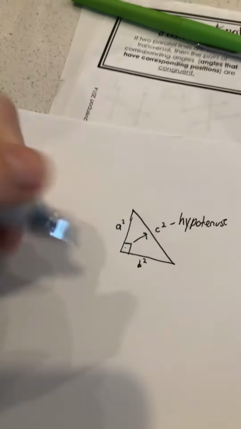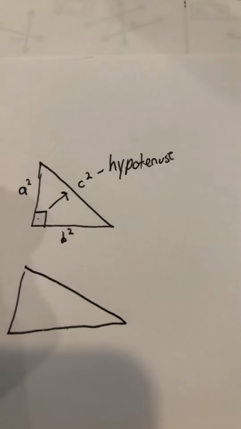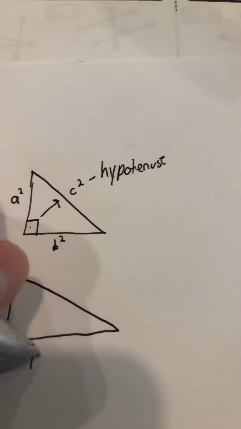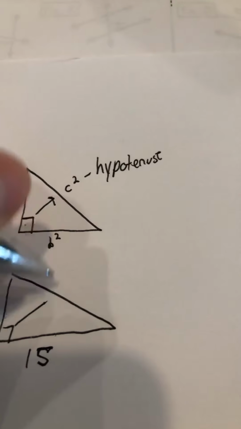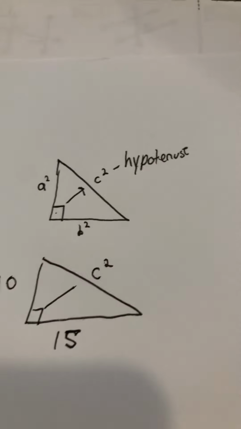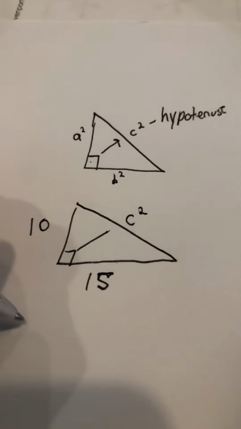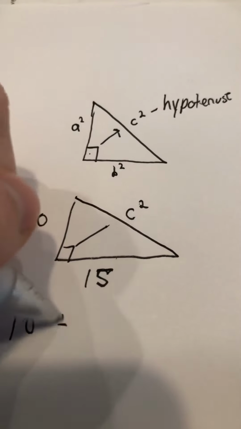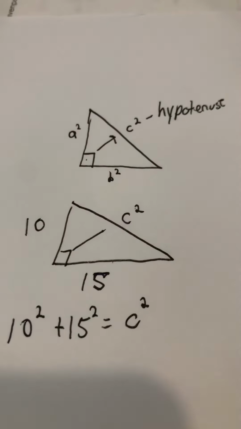So if we had a problem where we're trying to find that hypotenuse, and we have the other two sides, I'm going to draw my little right triangle here. Let's say this one is 10, and this one is 15, and the right angle's there. We're looking for our c squared. What we're going to do is square the two legs and add them, so 10 squared plus 15 squared equals our c squared.